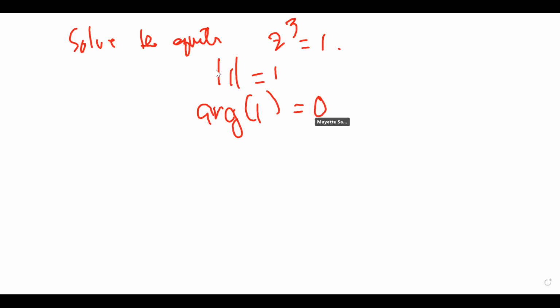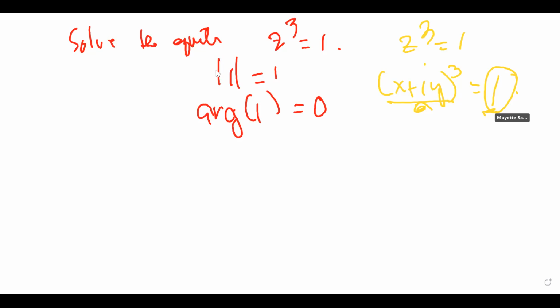Okay? So again, take note that Z to the power of 3 is equal to 1, where Z is x plus iy. The modulus on this side is equal to the modulus on the other side. The argument of 1 is equal to 0, because this is just a number, the real part, and we don't have the y, the imaginary part. So the argument of 1 is 0.